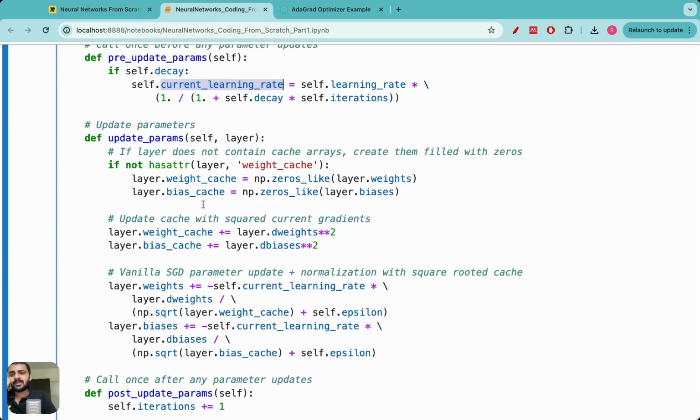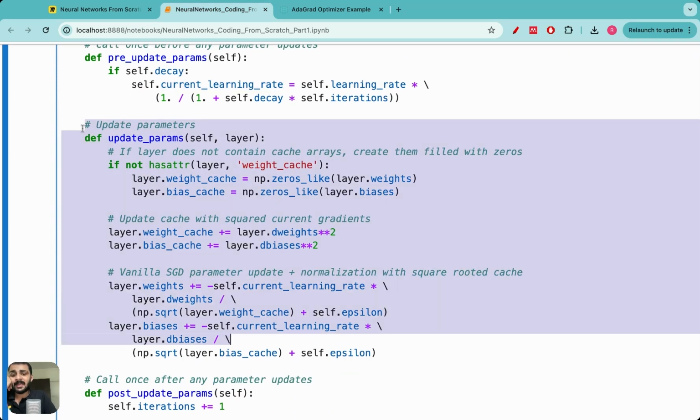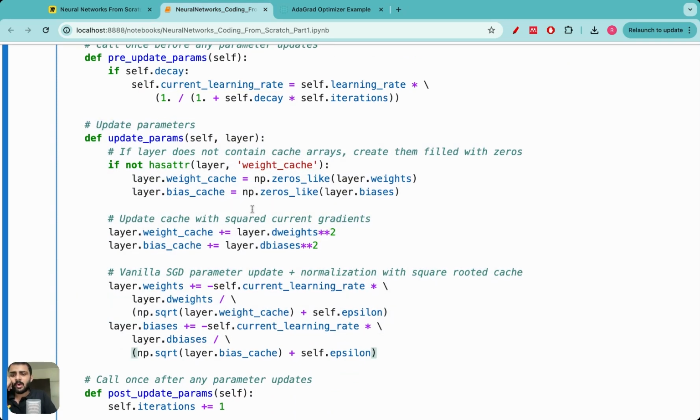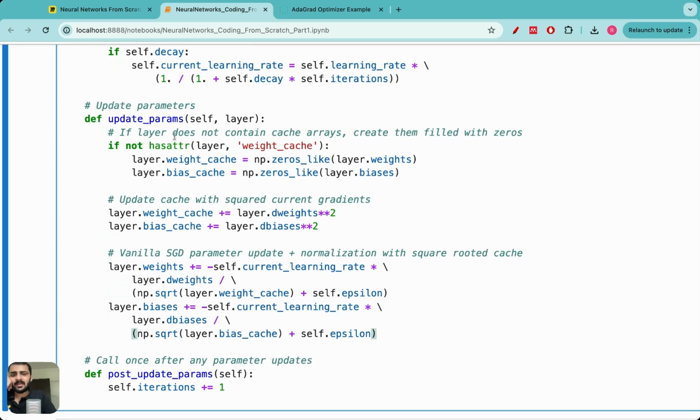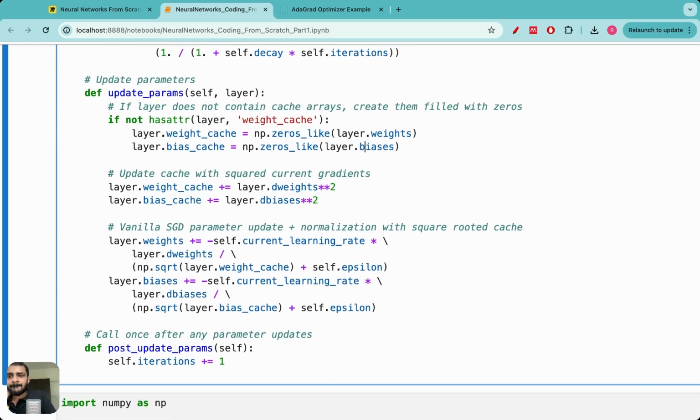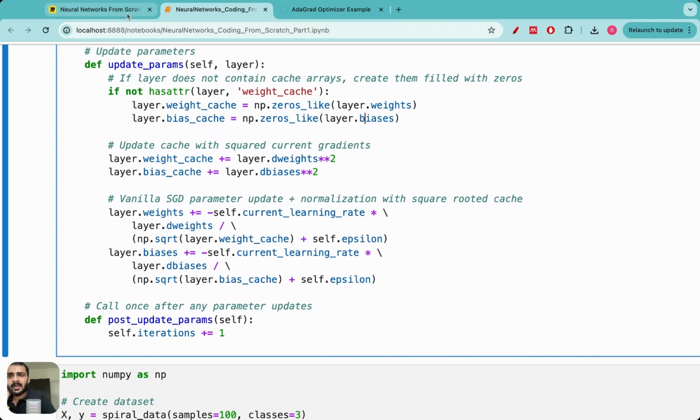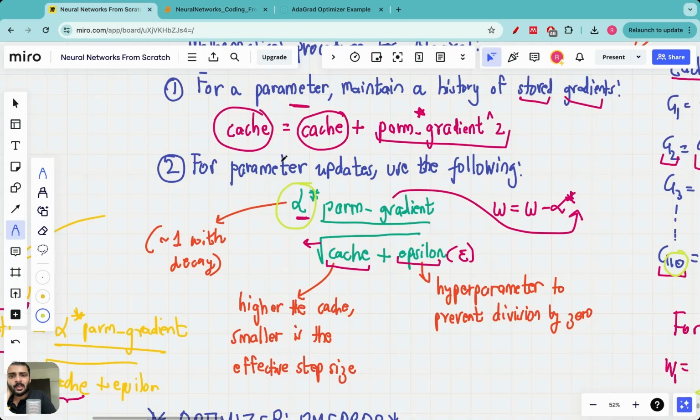Okay, and then the most important piece of this class is the update params method. What will happen in this method basically is that it will first create two arrays: weight cache and bias cache. Those will all be initialized to 0 right now, and the size of these arrays will be the same as the number of weights and the number of biases, because remember that for each weight we are maintaining the cache.